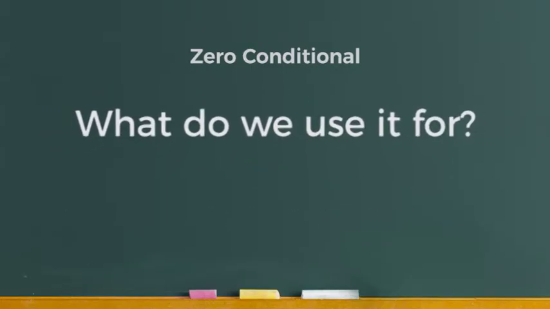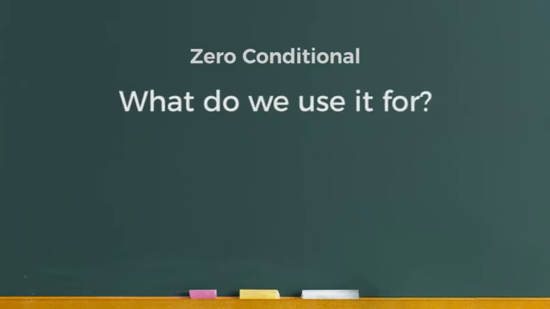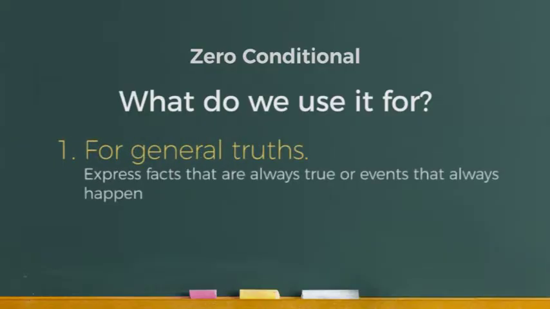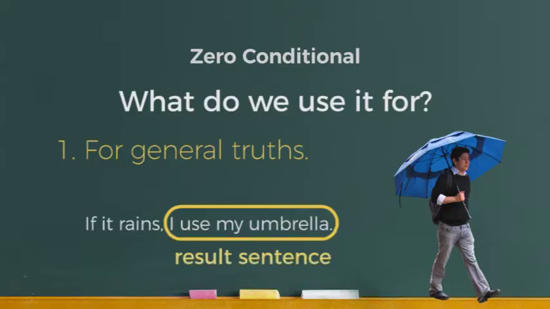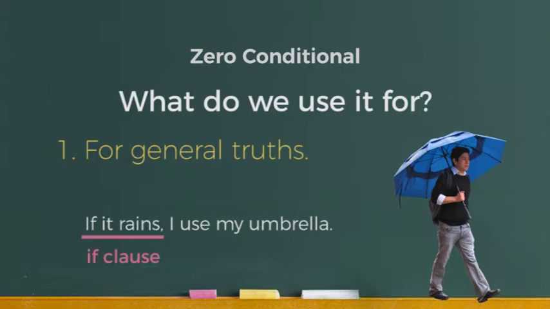Let's talk about when we use the zero conditional. There are two reasons. First, we use the zero conditional to talk about general truths. A general truth expresses facts that are always true or are events that always happen. Anyway, here's an example. If it rains, I use my umbrella. The general truth in this example is in the result sentence. I use my umbrella. This always happens when it rains.